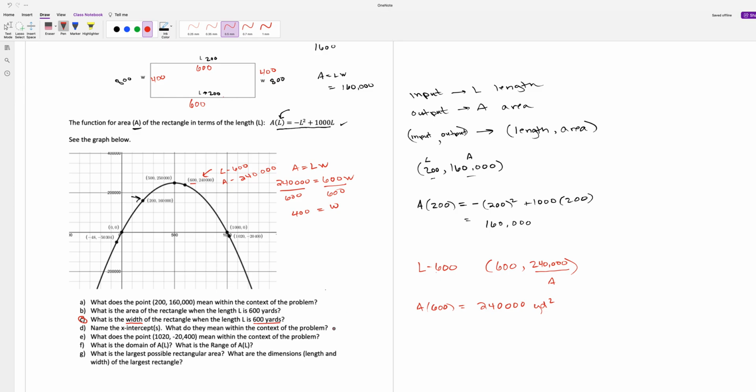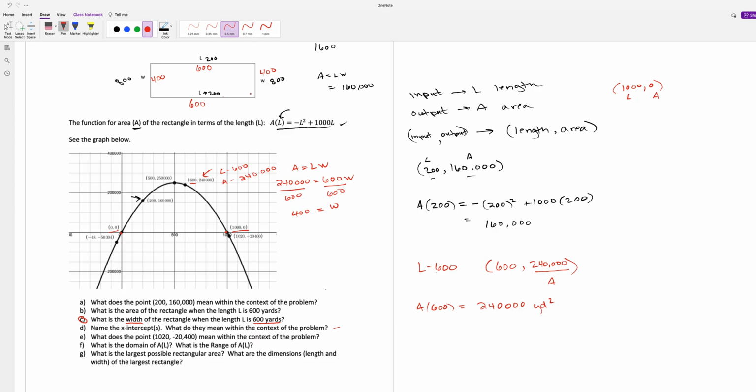So let's move down to the next. So part D, when we look at the intercepts. Okay, so thinking about the x-intercepts, that would be this, and we have two of them: (0, 0) and (1,000, 0). So with these things in mind, what does an x-intercept of (1,000, 0) mean within the context of the problem? That, again, is giving us length and area. So when the length is 1,000 yards, we have no area. And again, think about it, that makes sense.